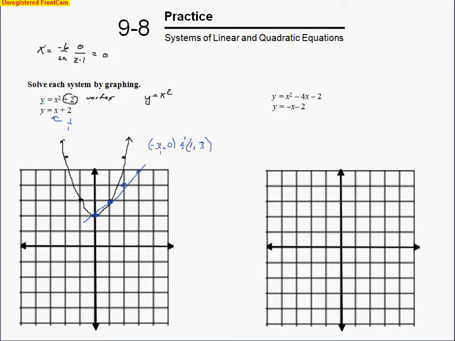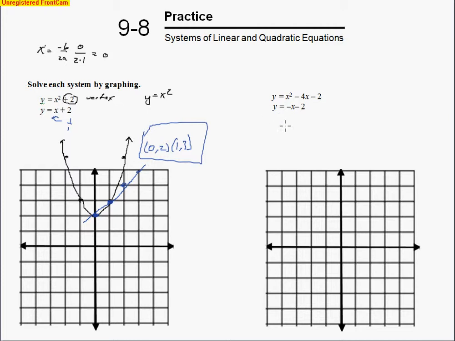So not negative 2 comma 0, that's a positive 2. So I must be looking at something else here. So let's go ahead and fix that. Fix those points there. And so this point is 0 over and 2 spaces up. And then I also have this point 1 space over, 3 spaces up. So those are my 2 solutions of that system.